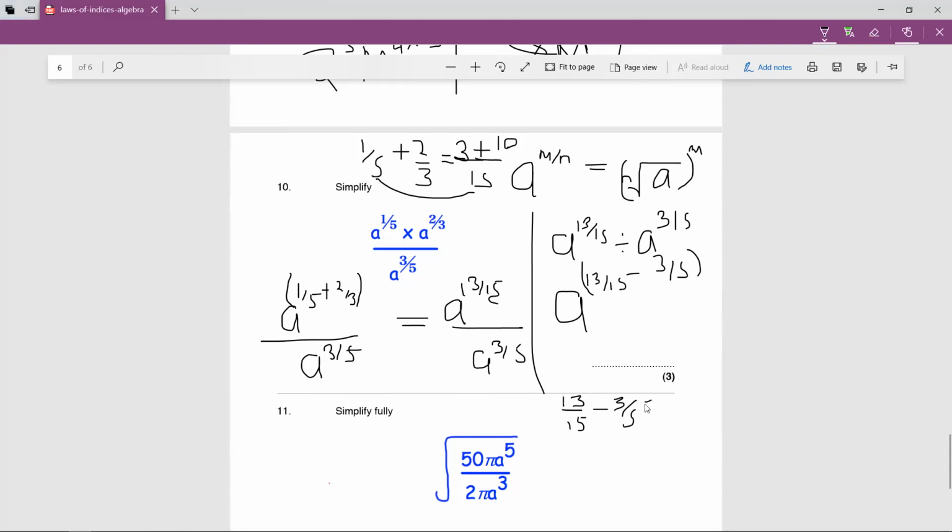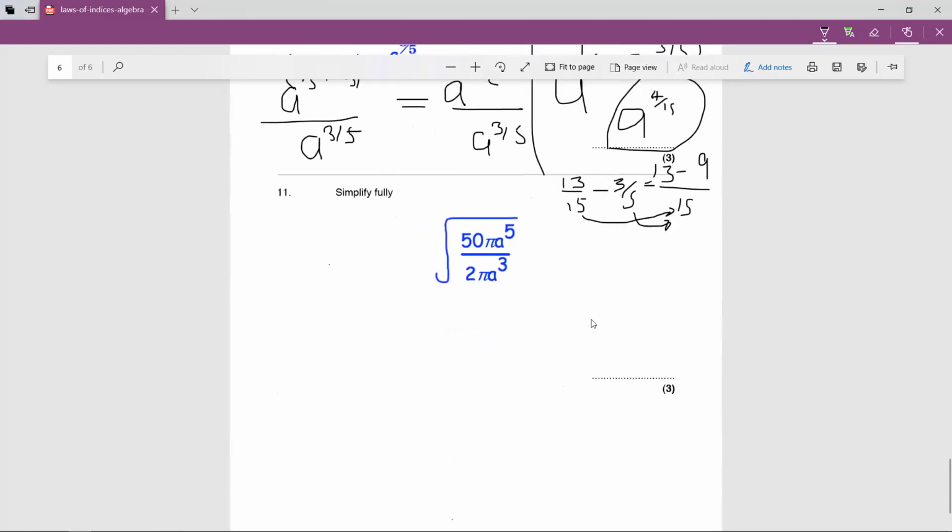So 3 over 5, LCM is 15. So 15 goes into 15 only once. 1 times 13 up there is 13. Subtract. 5 goes into 15 3 times. 3 times the 3 up there, you get 9. Then you do 13 minus 9, you get 4. So our answer should be a to the power of 4 over 15. That's the answer.